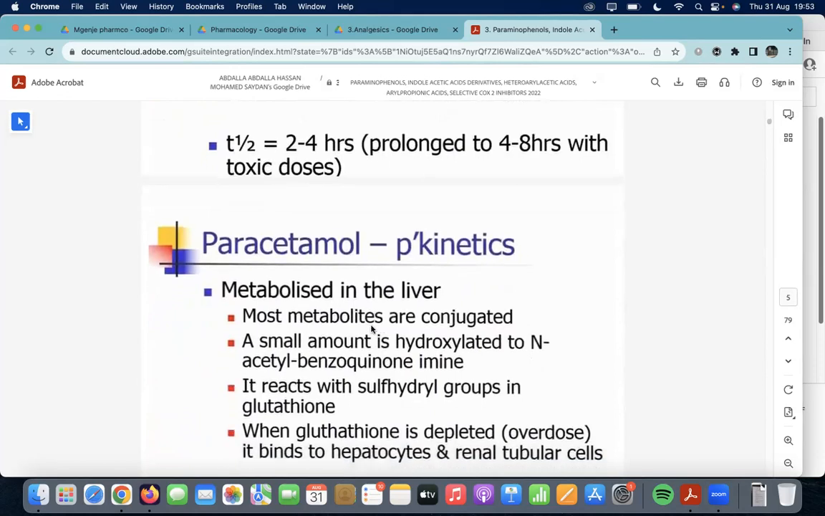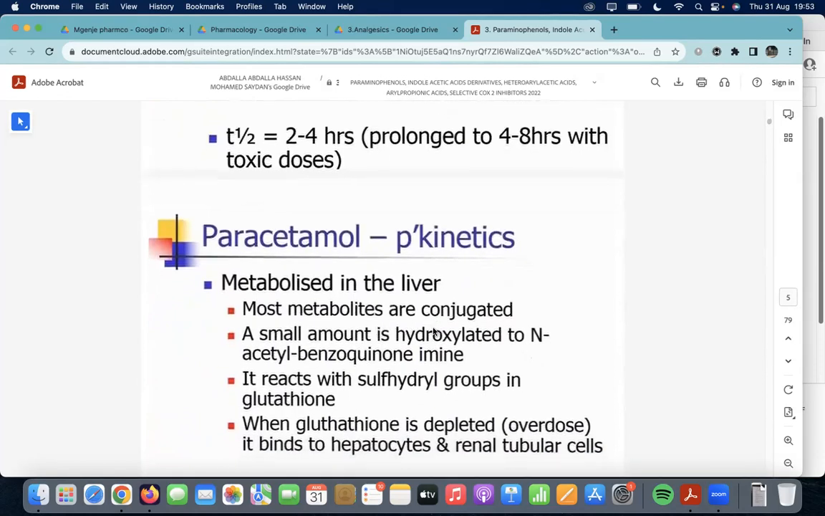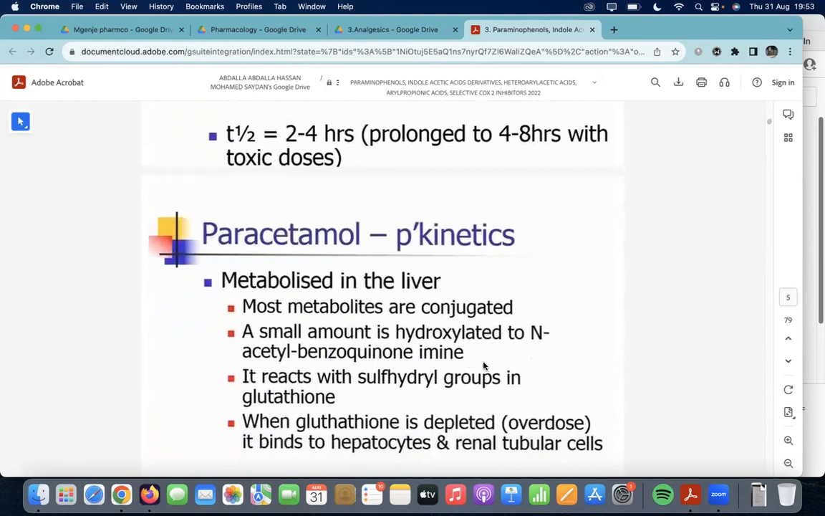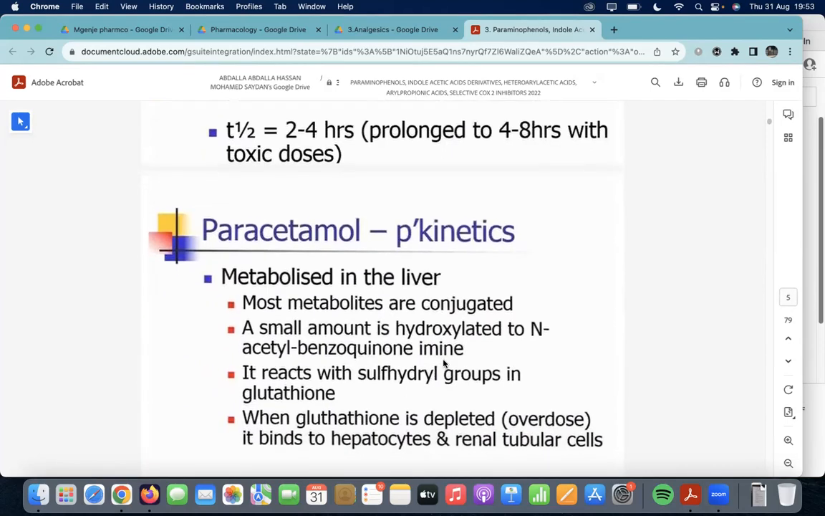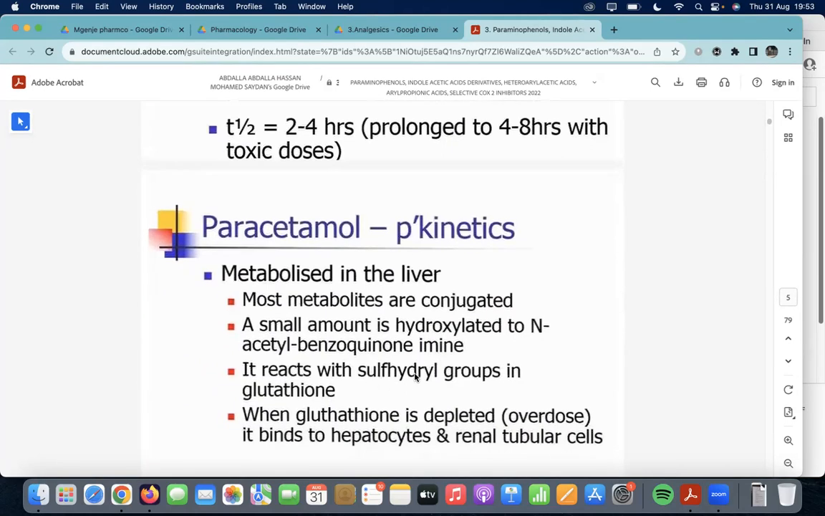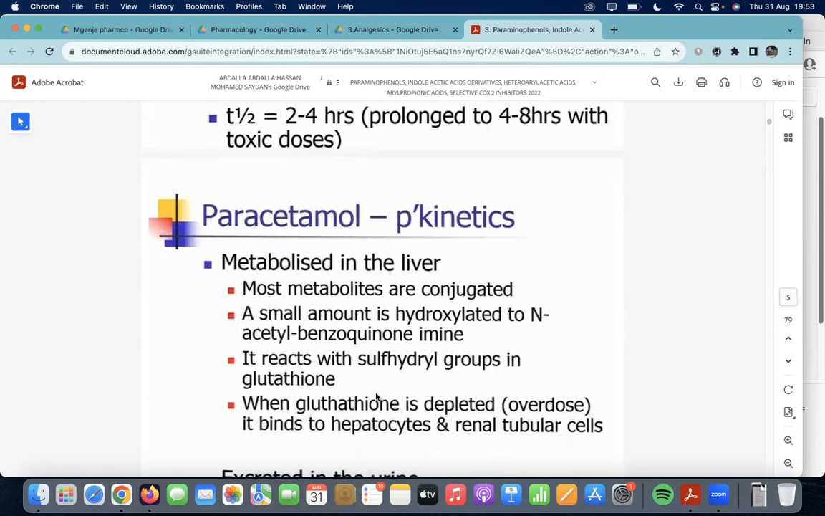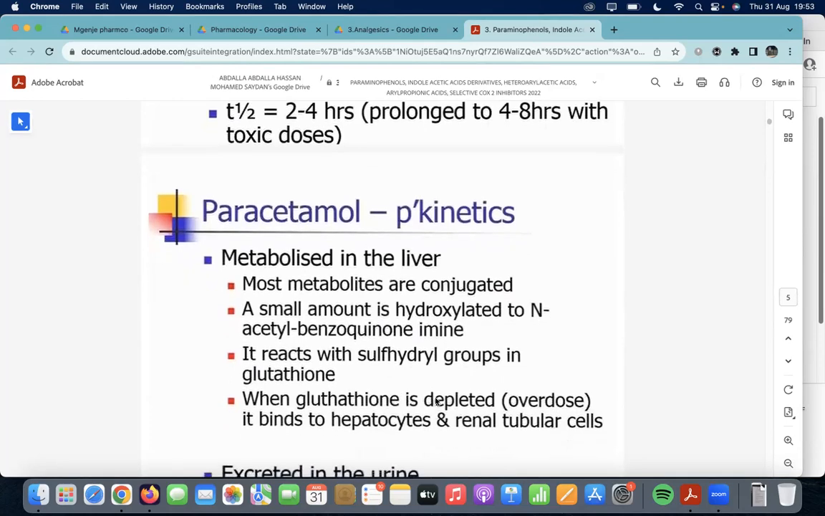Most metabolites are conjugated. A small amount is hydroxylated to an acetylbenzoquinone imine. It reacts with sulfhydryl groups in glutathione. When glutathione is depleted, in brackets, overdose, it binds to hepatocytes and renal tubular cells.